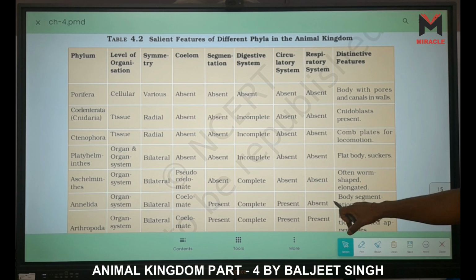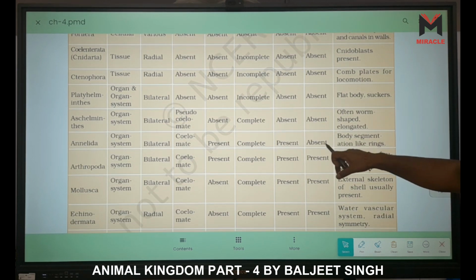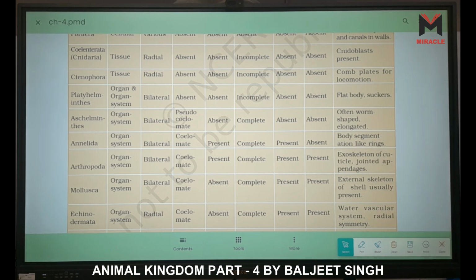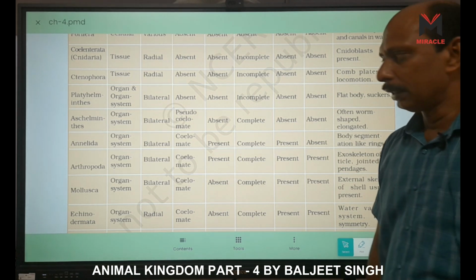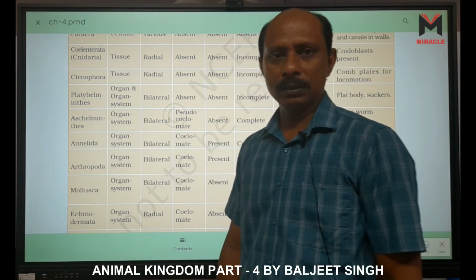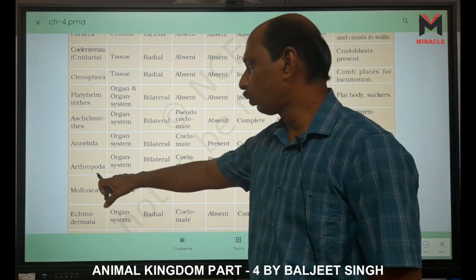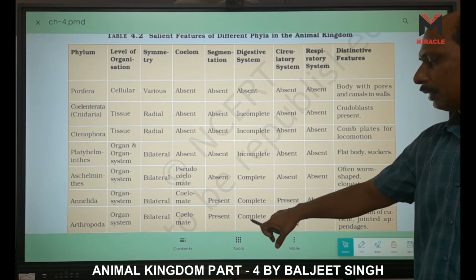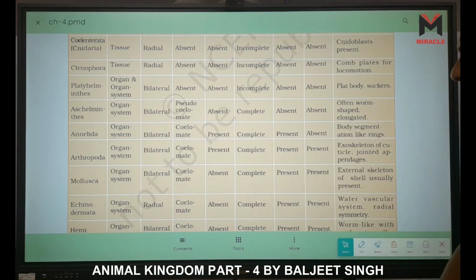Now here the respiratory system is absent. Cutaneous respiration is present, meaning skin respiration, right? Through the skin, and the body is segmented like rings. Annulus means rings. Metameric segmentation involved. Arthropod, organ system, bilateral, coelomate present. Segmentation is present here, right?